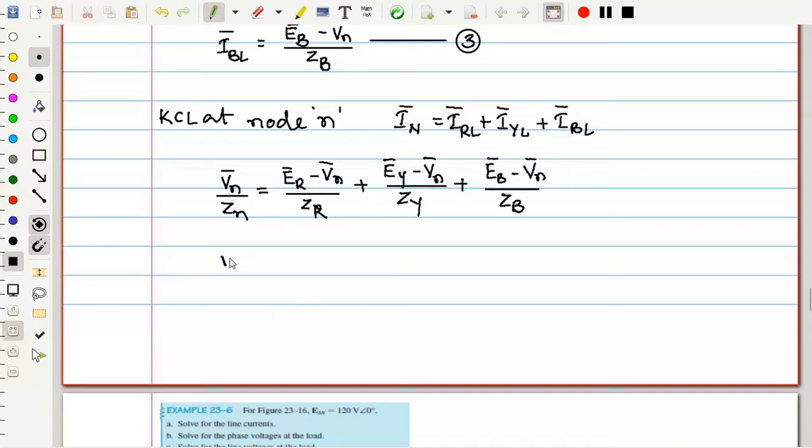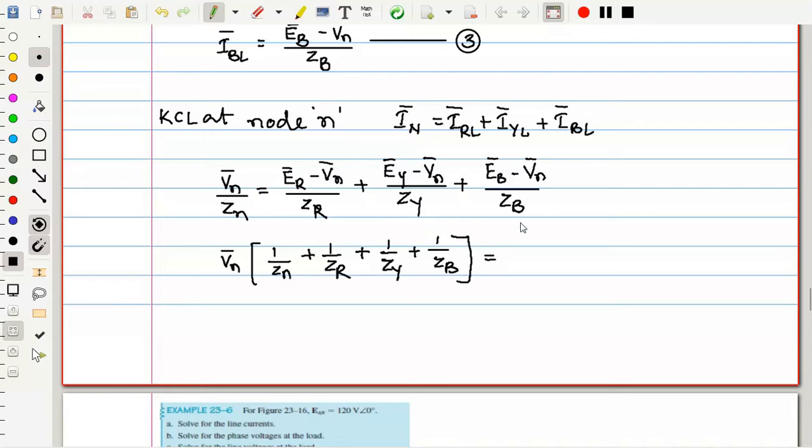For that, we can bring all the Vn terms to one side. So Vn by Zr, Vn by Zy, Vn by Zb, and we can take Vn common. What will we get? 1 by Zn first, then 1 by Zr, plus 1 by Zy, plus 1 by Zb. This is if we take Vn common and bring all the Vn terms to the left side.